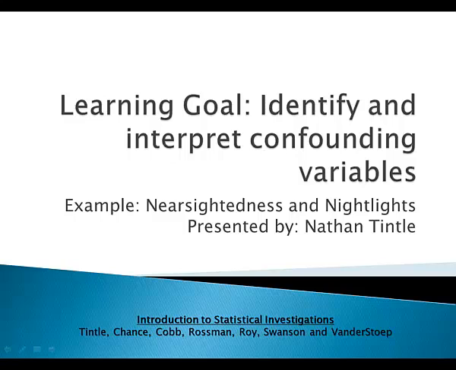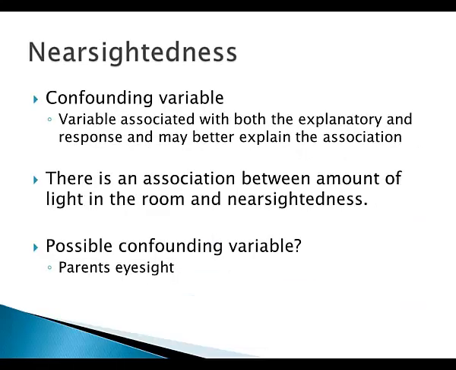In this Learning Goal video, we are going to discuss how to identify and interpret confounding variables. We'll use the nearsightedness and nightlights example to talk about this learning goal. A confounding variable is a variable that's associated with both the explanatory and response variables and may better explain the association we're seeing between those variables.